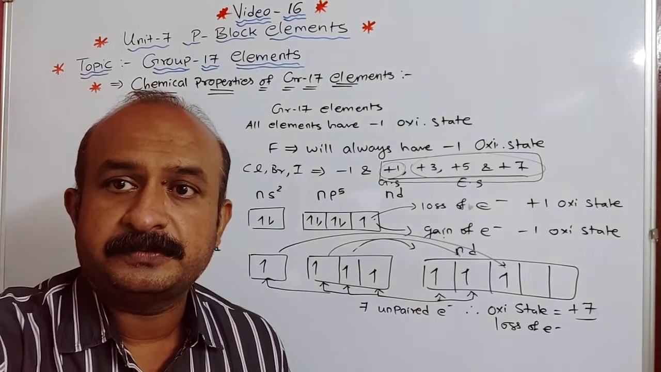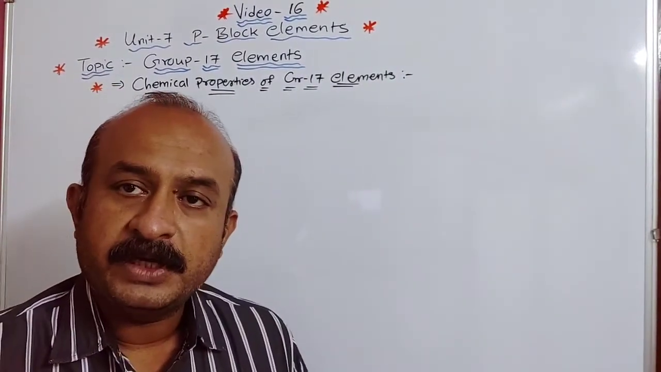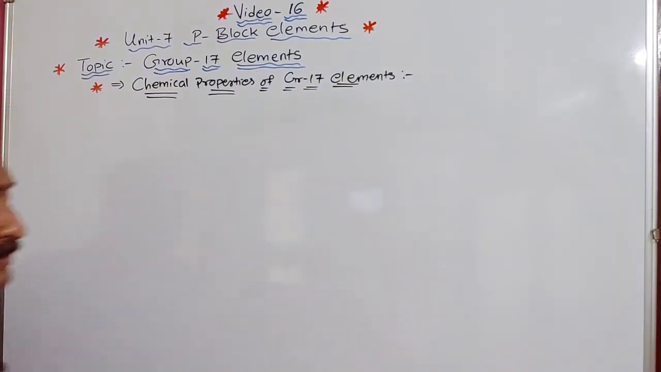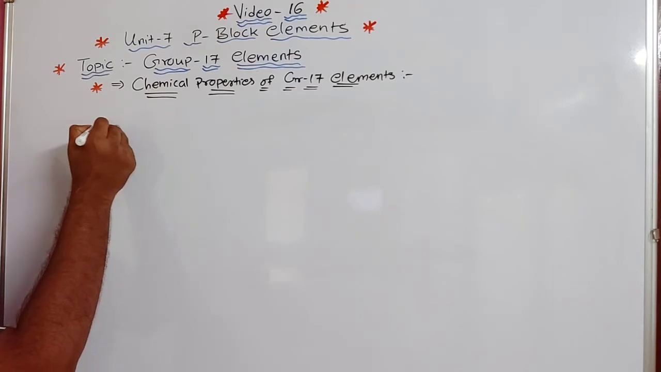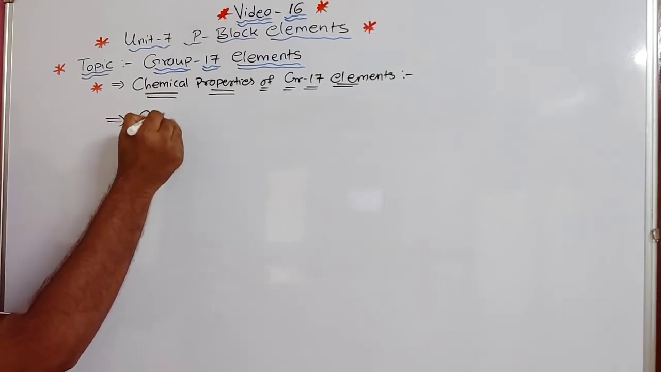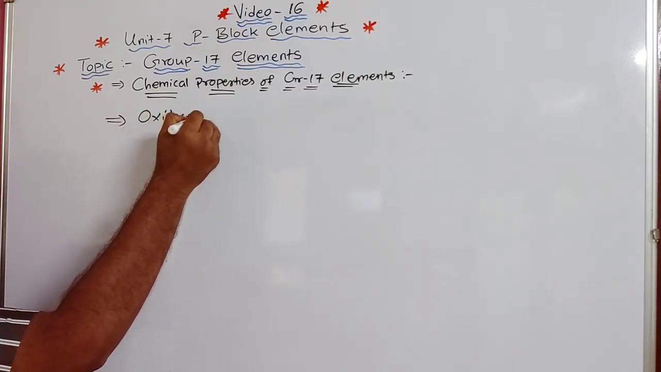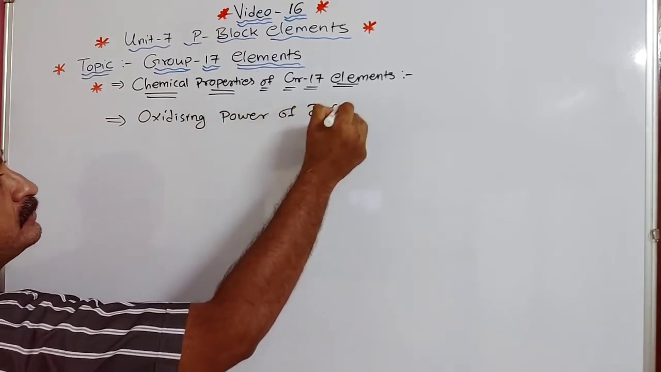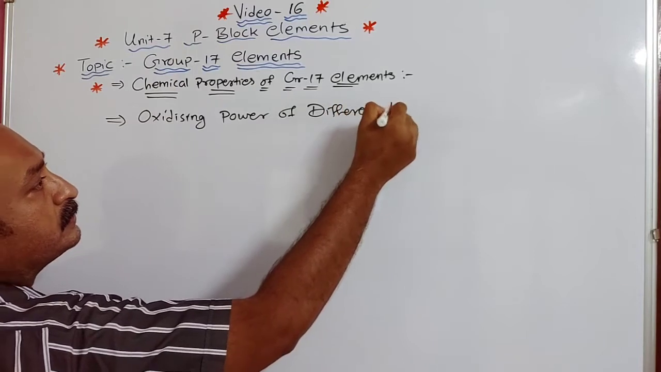Now the next part. We are going to discuss the oxidizing power of different halogens.